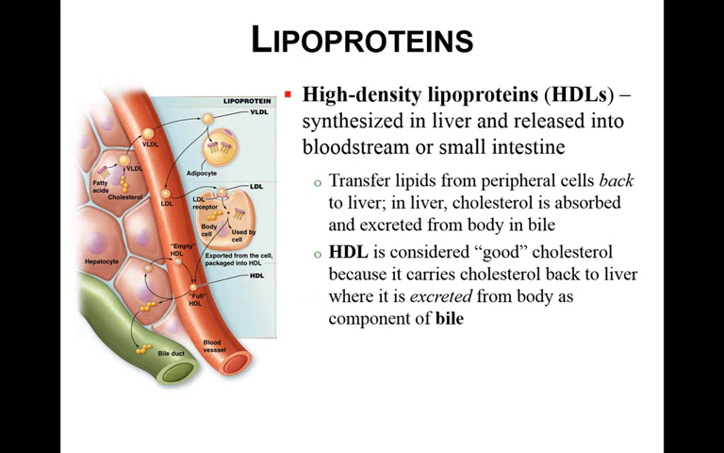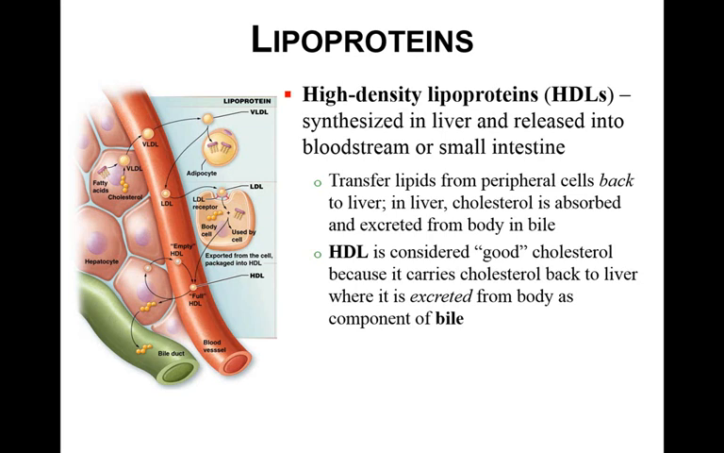Now, these are your good lipoproteins, your good cholesterols. These are high density. They're made in the liver. They're released into the bloodstream and the small intestine. What they do is they take excess lipids from the cells and send them back to the liver. And in the liver, the cholesterol is absorbed and it's excreted from the body in the bile. Remember, the cholesterol we said helps make bile salts? Well, this is where that happens.